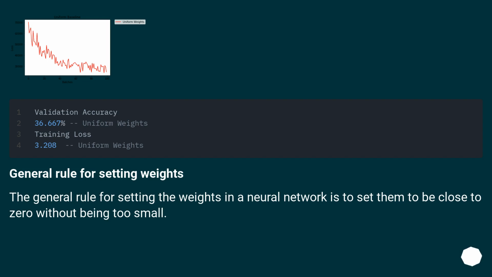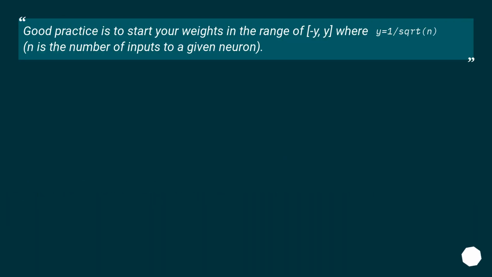General rule for setting weights. The general rule for setting the weights in a neural network is to set them to be close to 0 without being too small. Good practice is to start your weights in the range of [-y, y], where y equals 1/sqrt(n), and n is the number of inputs to a given neuron.